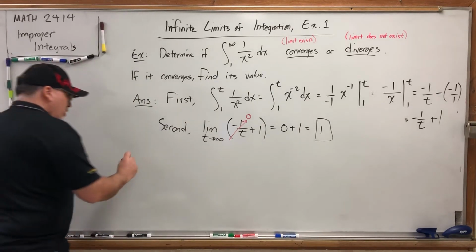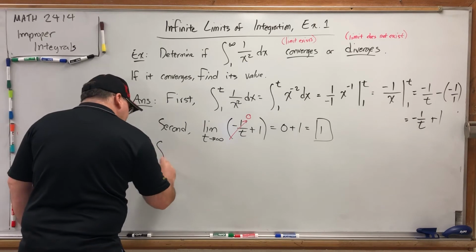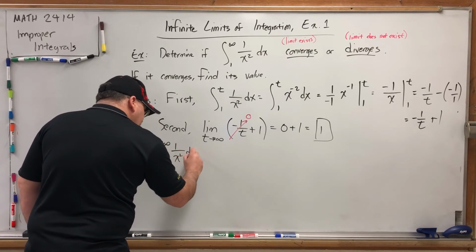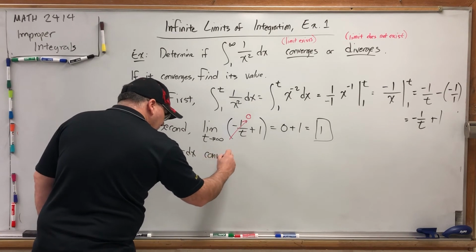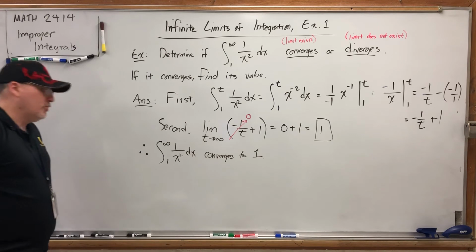So if we wanted to answer our question, therefore, we could say the integral from 1 to infinity of 1 over x squared dx converges to 1. That would be a good way to wrap that up.